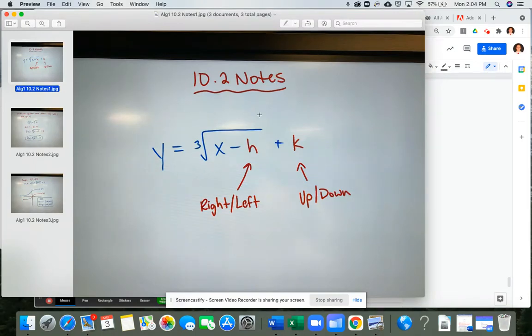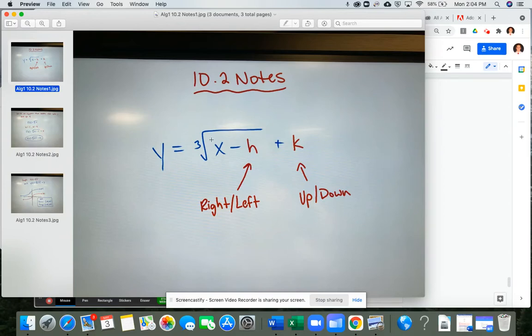So our radical, we'd almost treat this like parentheses when we were talking about the vertex form, because all these numbers are going to do is just shift us right and left if it's inside the radical, or up and down if it's outside the radical. This is the radical. It's just that cube root box, kind of that house right there.